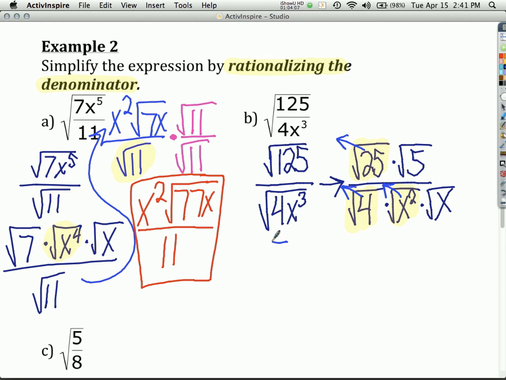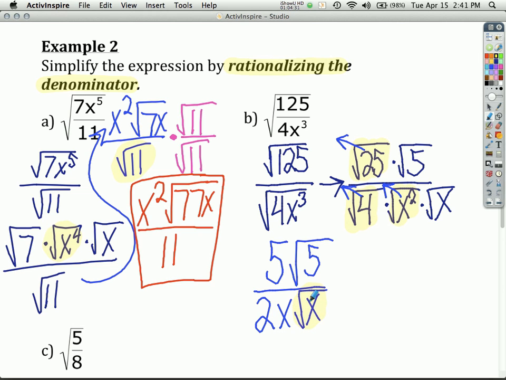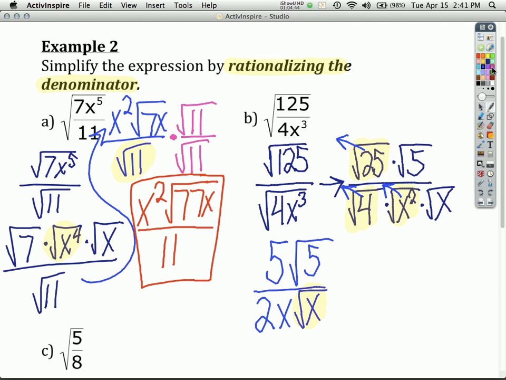Square root of 25 is 5. This is still left over, so we have radical 5. Square root of 4 is 2. The square root of x squared is x, but then we have this left over. We have simplified everything we can simplify, but unfortunately we are left with this down here. We're not allowed to have that. So what do we do? Dalton? Very good. We're going to multiply the top and the bottom by radical x.